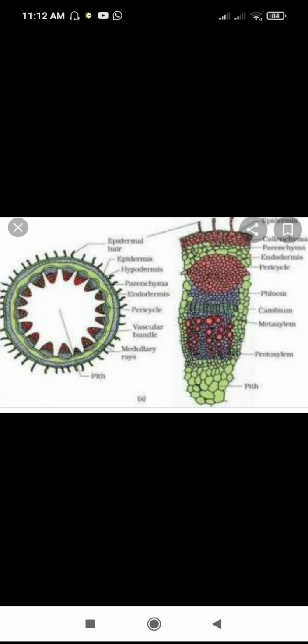Below this region, a many layered parenchymatous middle cortex is present.